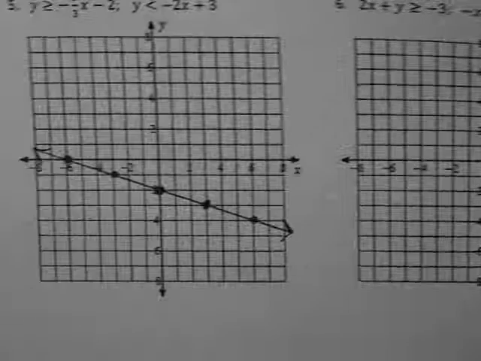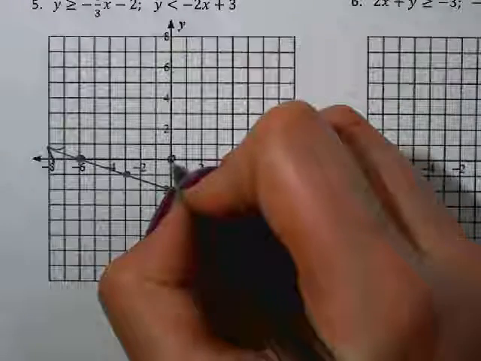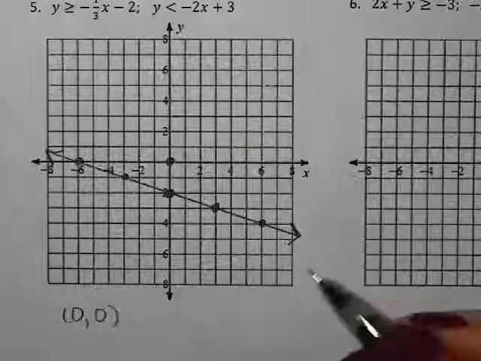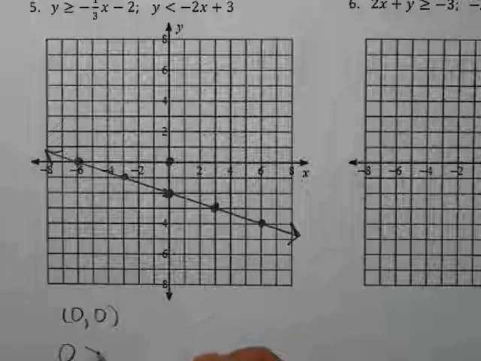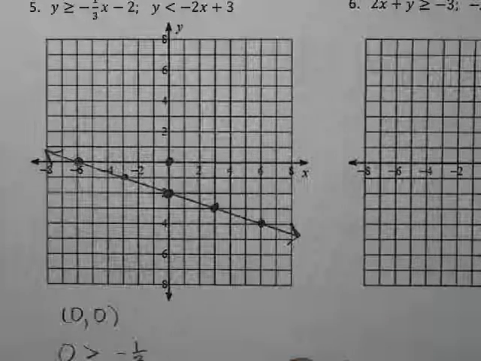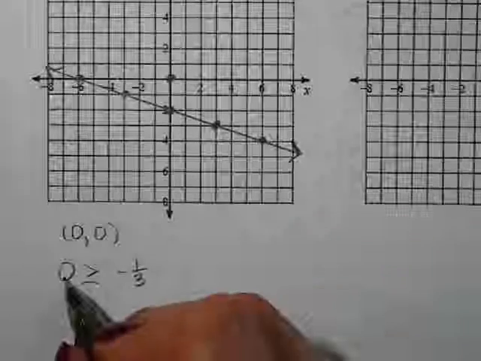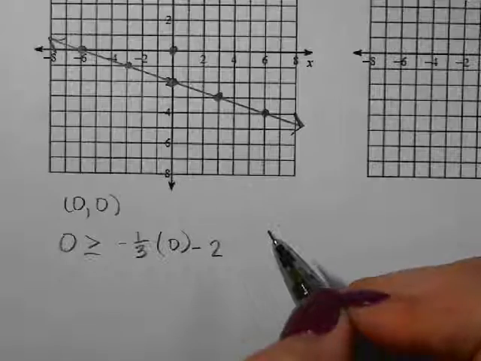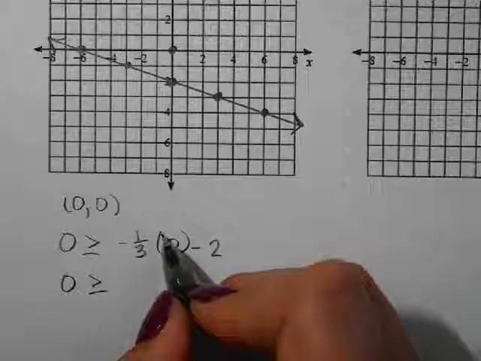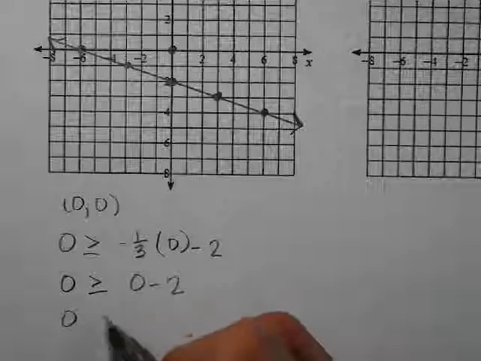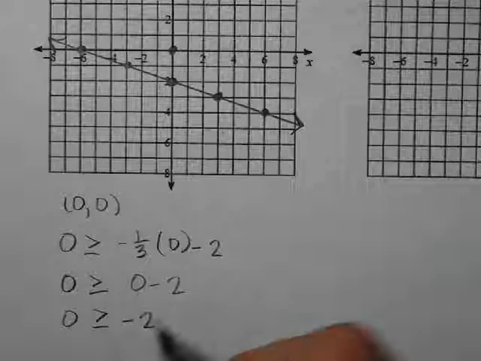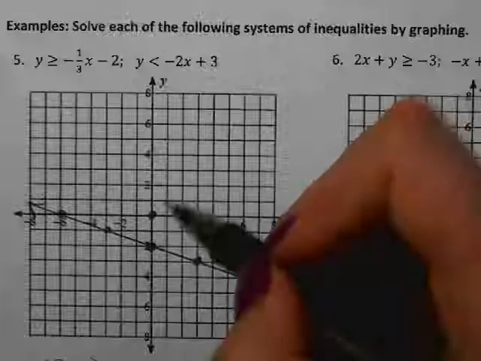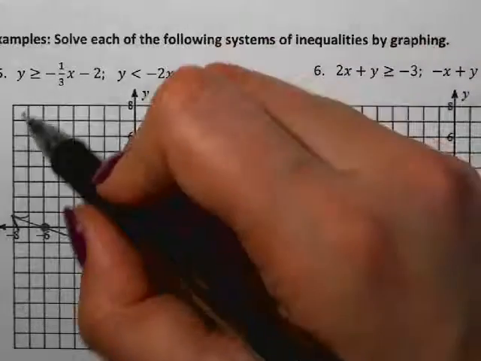So if I look at this one, 0, 0 is not on the line, it's above the line. So that means I'm going to plug 0 in for x and 0 in for y. So I'll have y is greater than or equal to -1/3 times x minus 2. So 0 is greater than or equal to 0 minus 2, which means that 0 is greater than or equal to -2, and that is true. 0 is bigger than a negative number. So since 0, 0 is above the line, and that's true, that means that for this one we're going to shade up here.